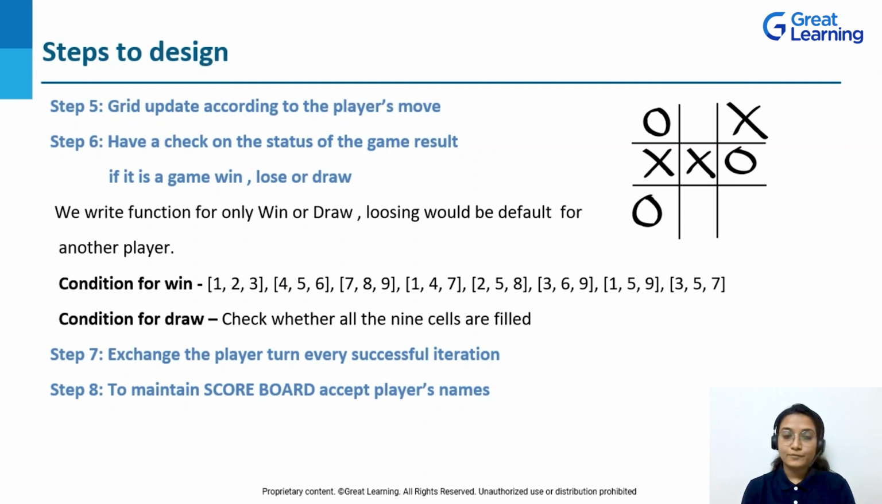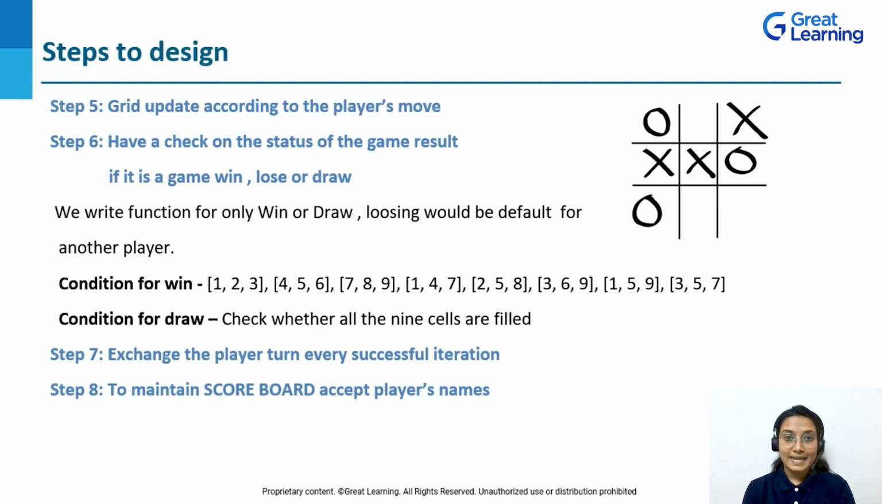In step 6, we have to check the status of the game result. At every step we have to check whether the game is in win mode, lost mode, or draw mode, right? We write functions only for win or draw here. Why? Because if it is neither, then obviously the player has lost the game, right? So losing would be by default. If he is not winning, nor is the game in draw mode, obviously he is losing the game. So before going to step 7, we also have to consider that we have two different conditions here. How do we declare the game is in win mode or in draw mode?